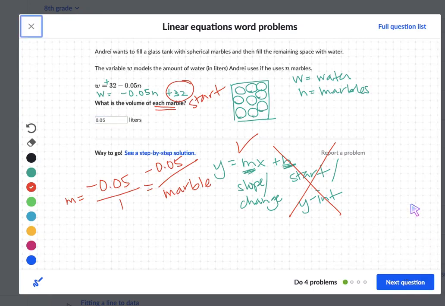Okay, so in that case, the y-intercept was no good. It told us the beginning amount of water. But how much is it changing? That's the slope. Each marble is going to change the amount of water inside. And when we don't have a run, we're going to put a 1 there. Kind of rhymes with run, 1. Let's try another problem.